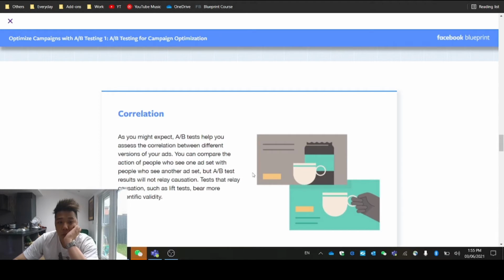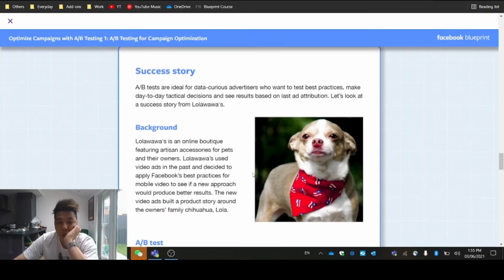As you might expect, an A/B test helps you to assess correlation between different versions of your ads. You can compare the actions of people who see one ad with people who see another ad. But A/B test results will not reveal causation. Tests that reveal causation, such as lift tests, bear more scientific validation. A/B tests are ideal for data-curious advertisers who want to test best practices, make day-to-day tactical decisions, and see results based on the last ad contributions.